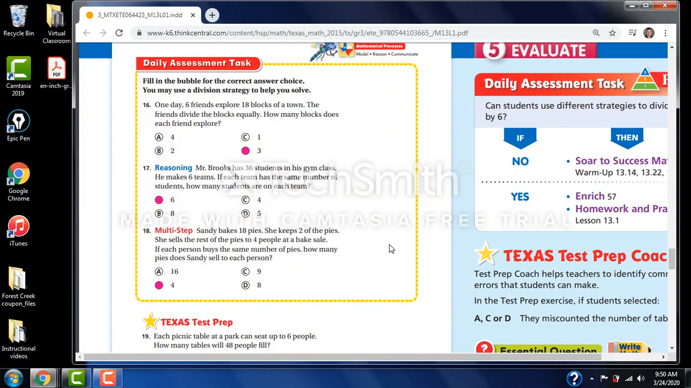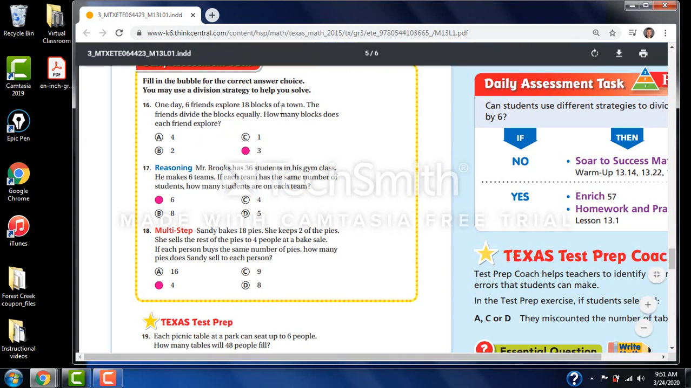So here are the answers for questions 16 through 18. Let's look at the questions real quick. One day, friends explore 18 blocks of a town. The friends divide the blocks into 6 equal parts. So that's your key right there. How many blocks does each friend explore? So you have 18 blocks. That's the beginning of your division sentence, divided into 6 equal friends. And of course, your answer is 3 because 18 divided by 6 equals 3.